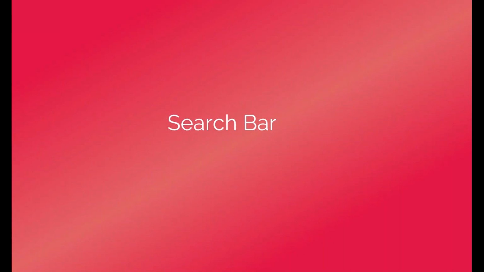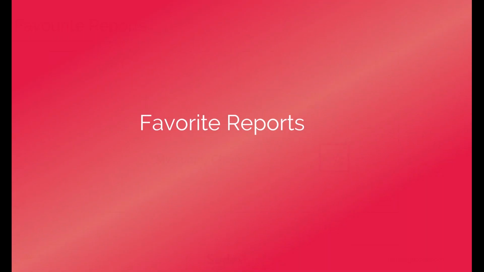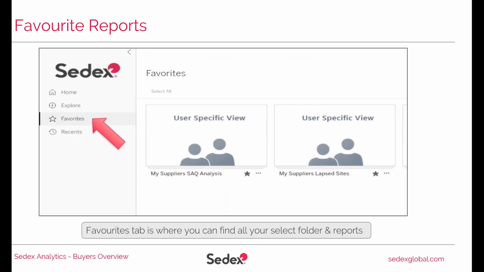You can search as well. So just to remind you, there's a search option if you're lost or you find it easier to navigate. You can use the search option. And the fact that you can also add to favorites. All of the reports or folders have a star next to it. You can click onto it. That makes it solid, and then that means the next time you return to Sedex Analytics, you can view that in your favorites.